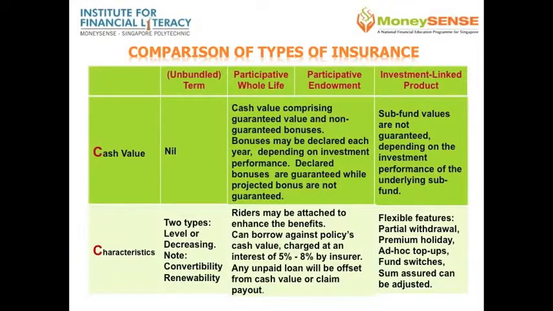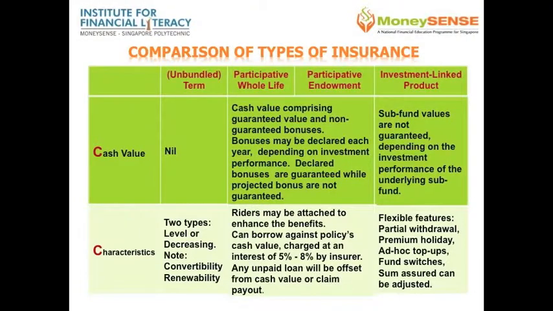In terms of cash values, as mentioned, term insurance do not offer any cash value. For whole life and endowment plans, the cash value will comprise of the guaranteed value as well as non-guaranteed bonuses. So whatever values you see as non-guaranteed at the point of purchasing the insurance is only a projected amount. This value can be lower over the years; it all really depends on the performance of the participating fund. For investment-linked product, the entire cash value is non-guaranteed. The sub-fund values will depend on the investment performance of the underlying sub-funds.